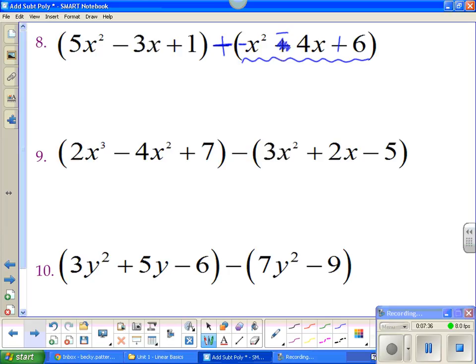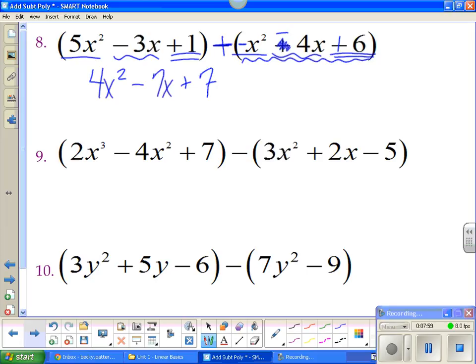So we find our like terms. So I have a 5x squared and a negative 1x squared. So that's 4x squared. I have a negative 3x and a negative 4x. So it gives me negative 7x. And I have a 1 and a positive 6, which gives me a positive 7. Same thing on number 9.